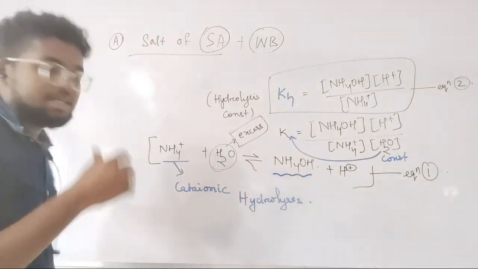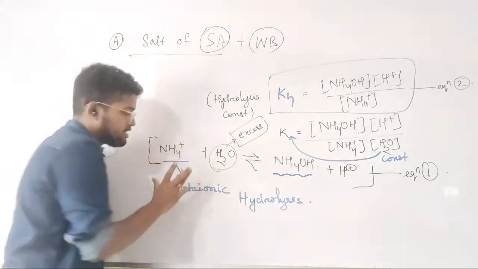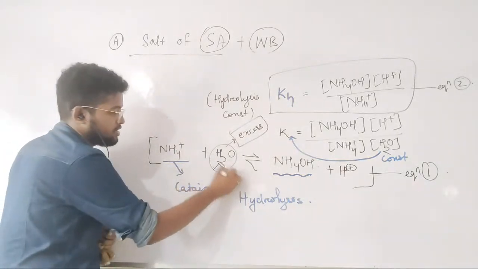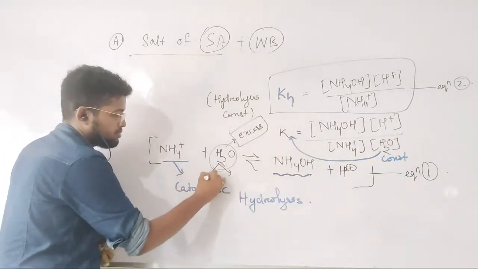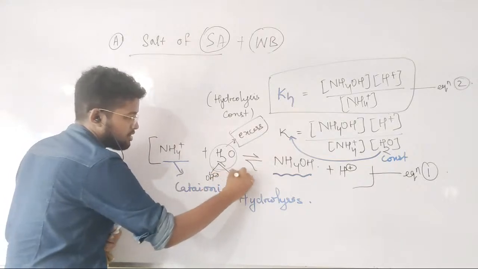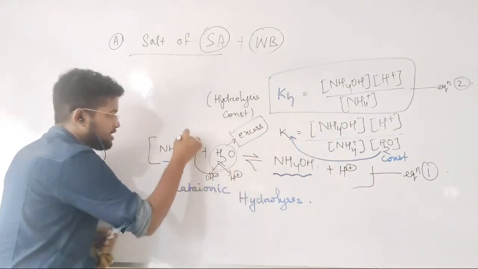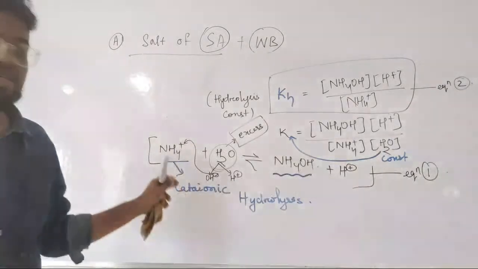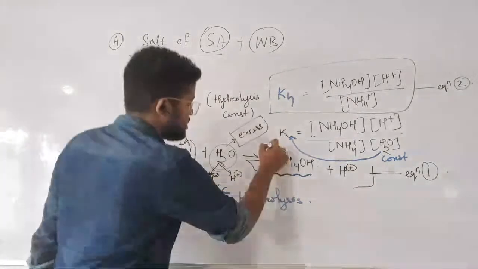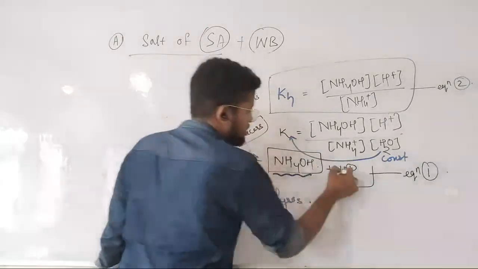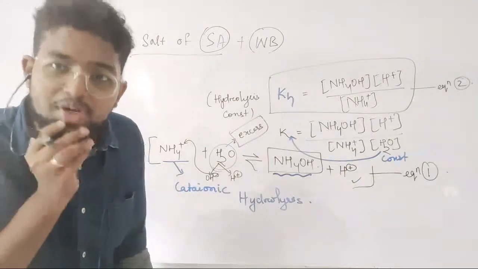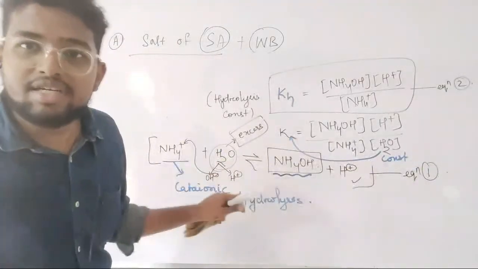So what is happening? This NH4 plus is hydrolyzed by water, and water is giving us OH minus and H plus. So this OH minus can react here, right? This OH minus can react with this, and then we'll get NH4OH plus water. Got it? Are you clear about this reaction?